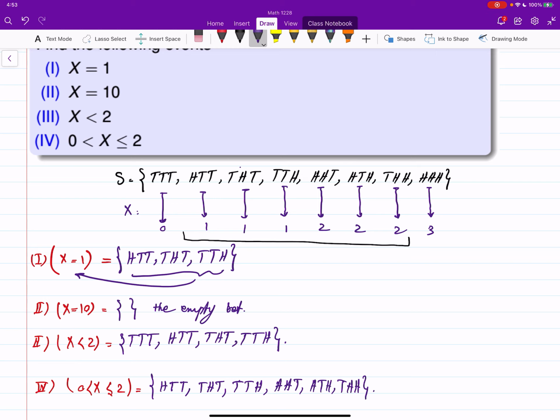Okay. Well, later you will see that we may ask the probability of that event, X being equal to 1. So here in this case, there are 3 out of 8 that will give you the number. Or what is the probability of X being less than 2? Here, there are 1, 2, 3, 4 out of 8, and that's 4/8, and so on.